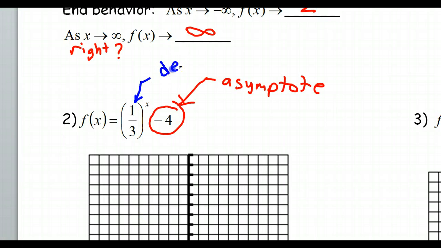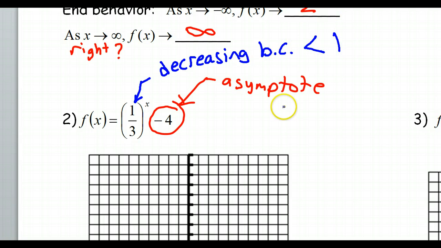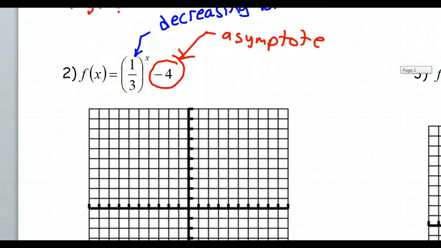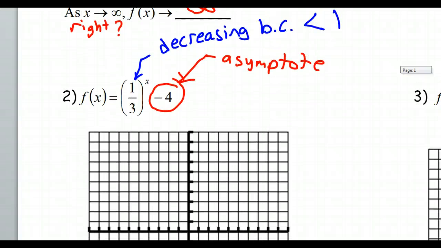Now, by contrast, as we look at problem number 2, this value right here tells us that it's going to be decreasing. It's decreasing because it's less than 1. If this value is less than 1, that tells us that this graph is going to be getting smaller and smaller and smaller as we go from left to right. So just watch out for these features.